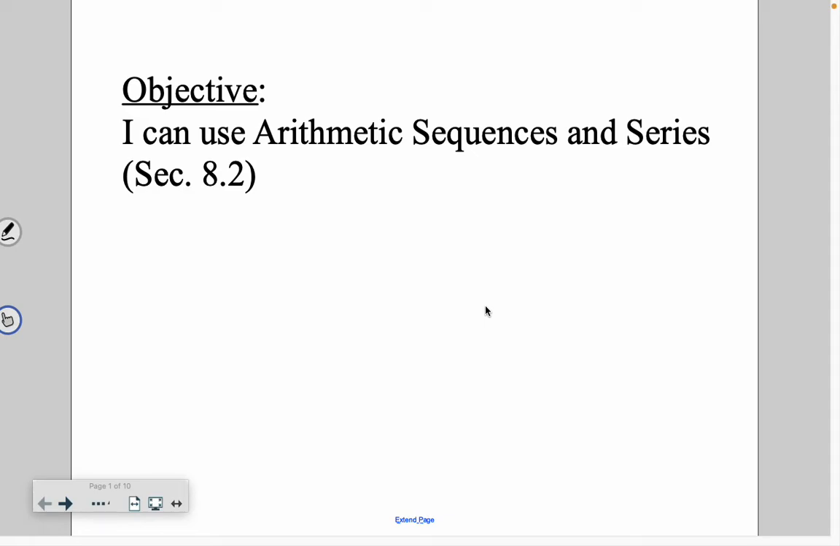Okay? First, heads up. When we talk about sequences and series, sequences are just number patterns, just written out. First 5 terms, first 10 terms, whatever. A series is when you take the sum. Okay? That's called a series. So a series is just the sum of the first however many terms. That's the only difference between those two things. We'll talk about both of them today in terms of arithmetic.